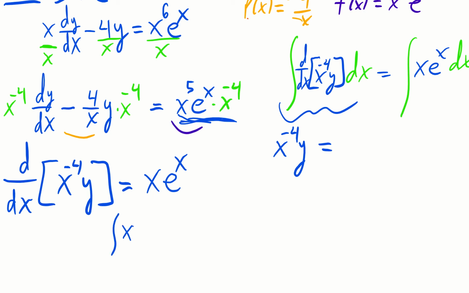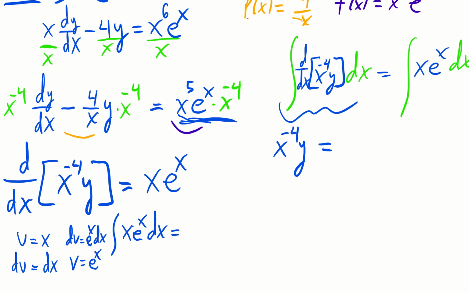To solve this, we need to do integration by parts. To find the antiderivative of x e to the x dx, you would let u be the polynomial part, let dv be the exponential part, differentiate to get du, that would give us dx, integrate to v, which would give us e to the x, and then this is equal to, from Calc 2, the antiderivative of u dv is equal to u times v minus the integral of v du. So u times v will give us x e to the x minus the integral of v du. That's e to the x dx.